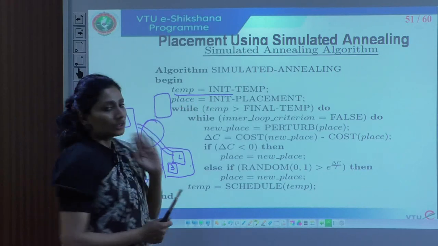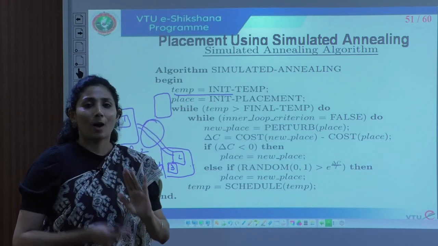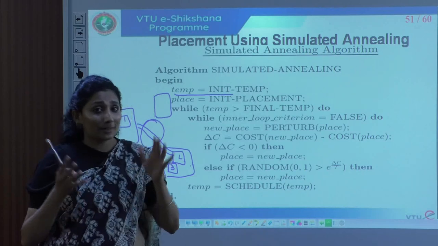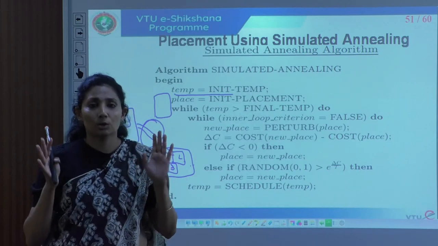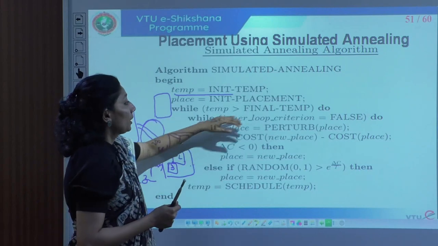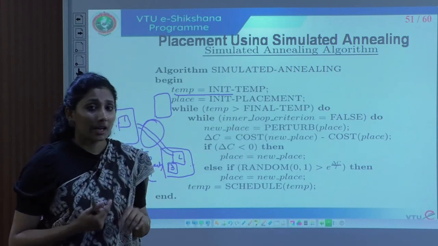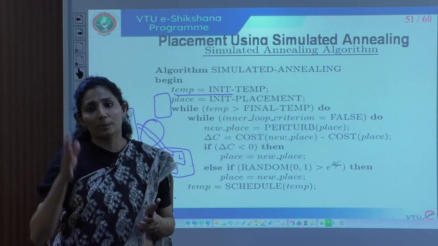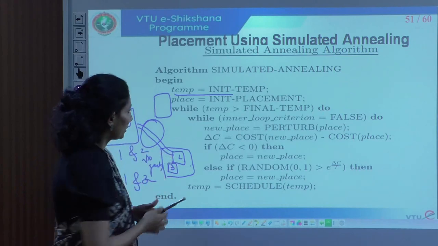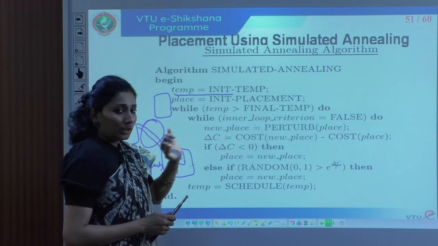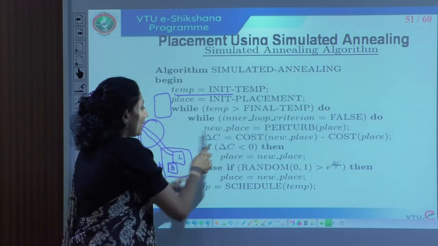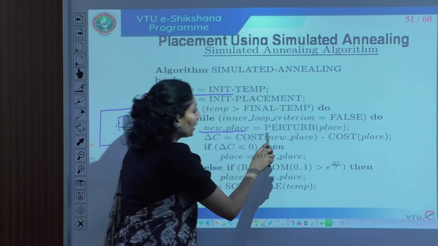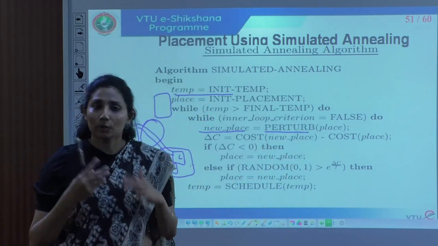Initially, you will set the temperature, that is the initial cost function, how much it is randomized, for example with multiple interconnects. Then that is the best solution I have so far, the initial placement. Then I can fix how many iterations I have to run. Because it is iterative, there should be some stopping criteria, and I can predefine the number of iterations. What I can do is obtain a new placement just by altering the original placement. That alteration I call a perturb. I am just perturbing the original placement.